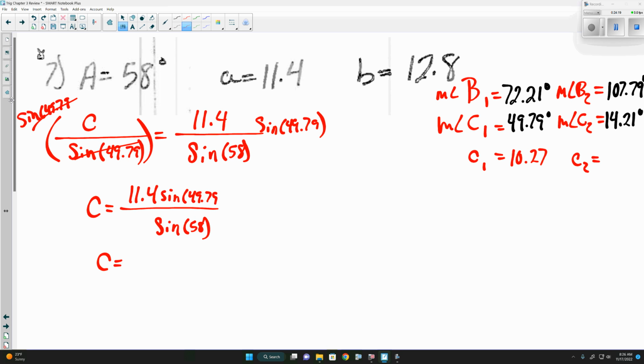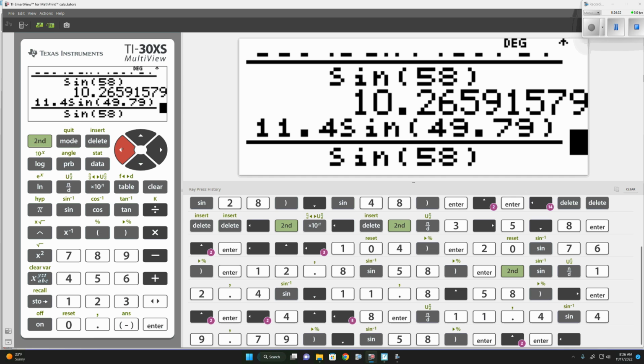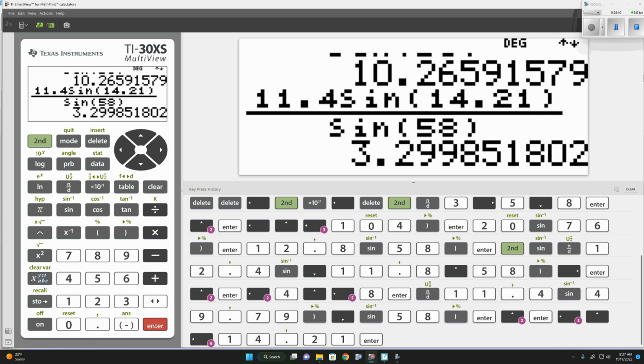Now for the other one, we're really just replacing the sine's value on top with the other angle for C. And our other angle for C is 14.21. So we can come back in here and change the top to 14.21. Hit enter, and we get our other C value, 3.2998. So if we round to the nearest second decimal, it's 3.30.